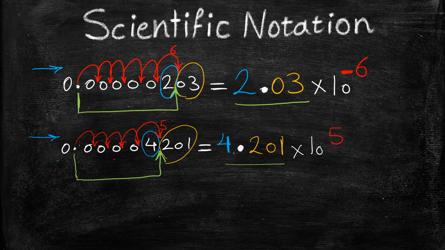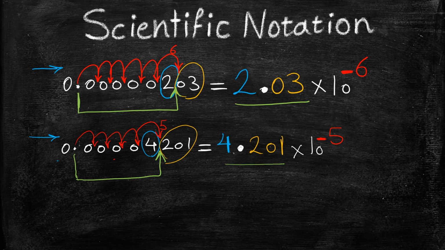The decimal point has moved to the right. It has made the number larger, so now we have to make it up in the power of 10 so that the left hand side and the right hand side are equal. So it has to be negative 5.